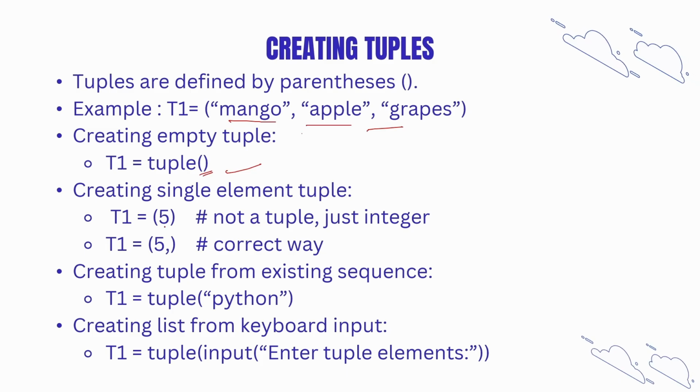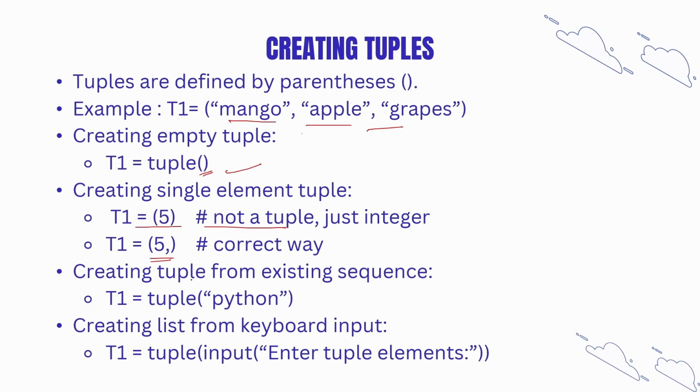Creating a single element tuple. Here, if we say T1 equals, inside the parentheses we write 5, this is not the correct way to form a tuple, okay, because this creates an integer. So the correct way is this. We will say 5 comma inside these parentheses. Okay, so this is the correct way to create a single element tuple.